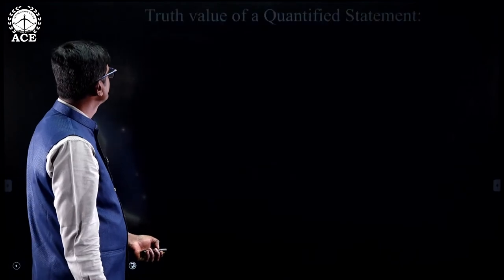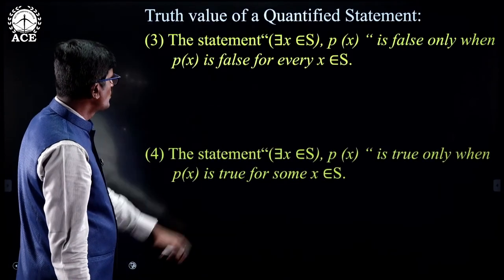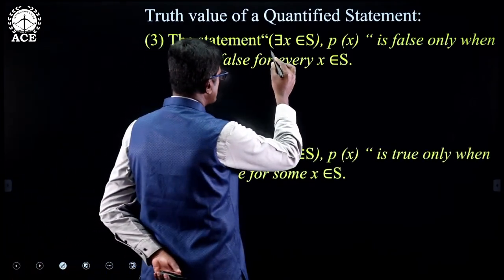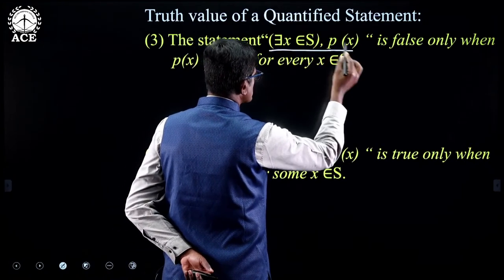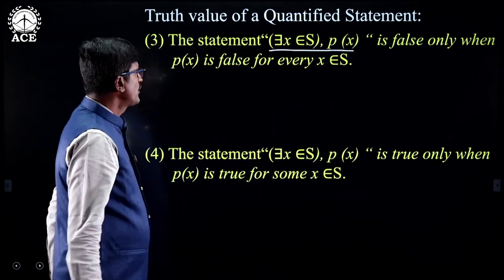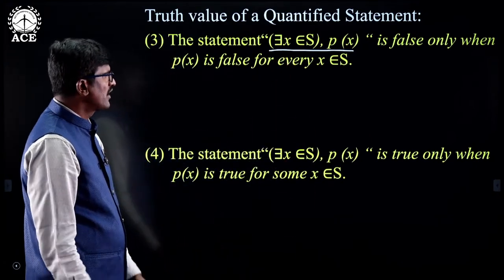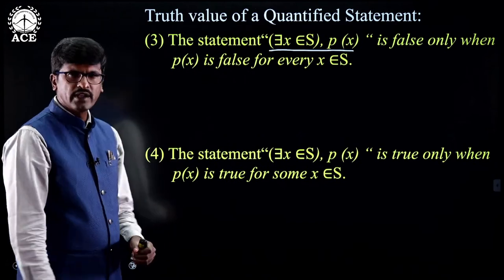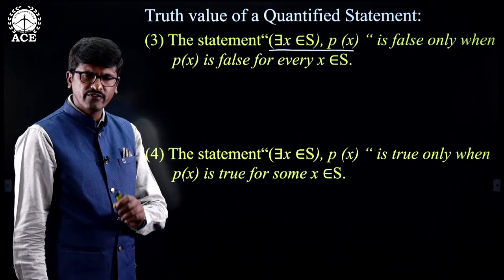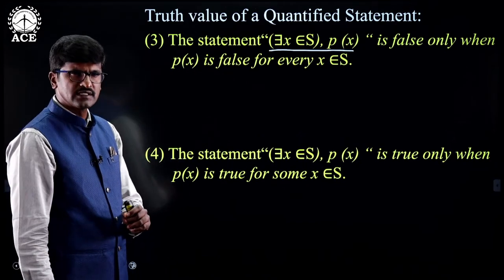Similarly, look at this. This is an existential quantifier statement: for some x belongs to S, P of x. So if you want to prove that for some x belongs to S, P of x is false, then you have to prove that P of x is false for every x value from the universe.